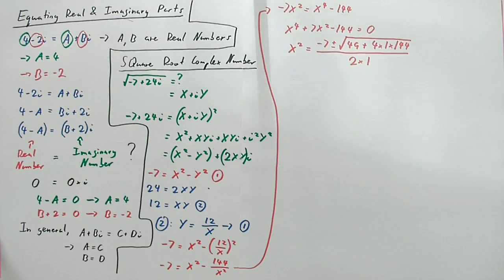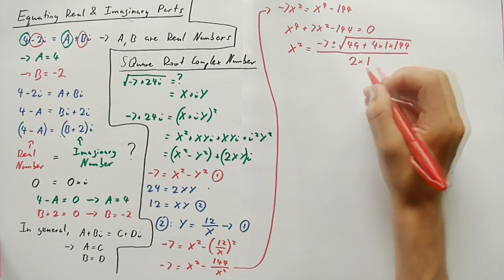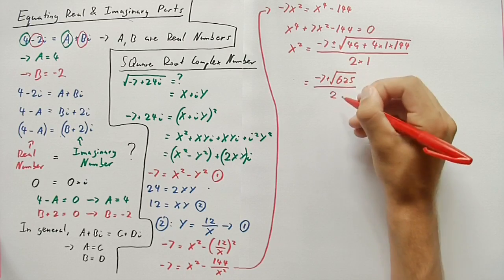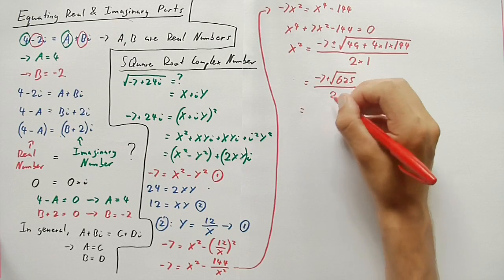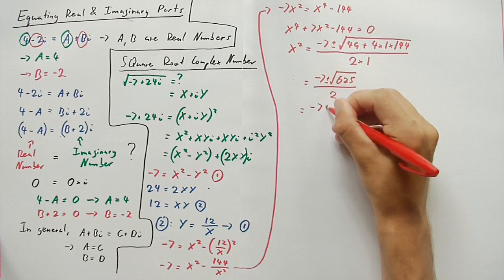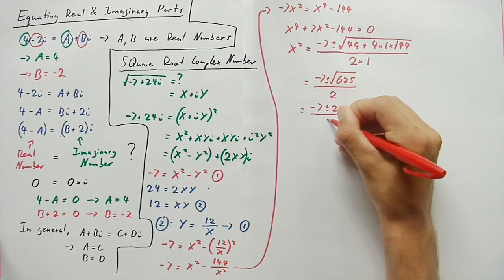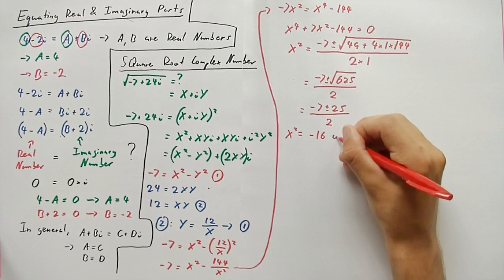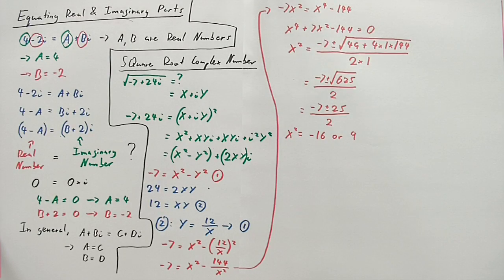Now 2 times 1 is just 2, and 49 plus 4 times 1 times 144 is 625. So what we have here is negative 7 plus the square root of 625, all divided by 2. Sorry, it's actually a plus or minus, not just a plus. Anyway, so the square root of 625 is 25. So we get negative 7 plus or minus 25, all divided by 2. And now when you put this in your calculator, what you'll find is that x squared is equal to negative 16, or 9. But now we have two numbers for x squared, so which one should we use?